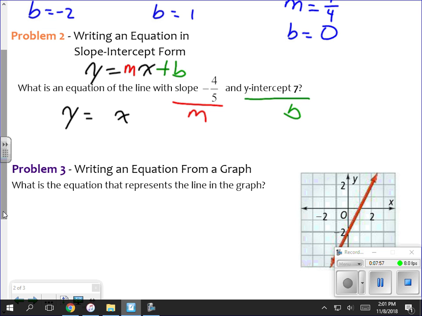So what do I do? Y equals -4/5 x plus 7. Piece of cake. Given the slope and the intercept, what do you do? You plug the two numbers into the equation.